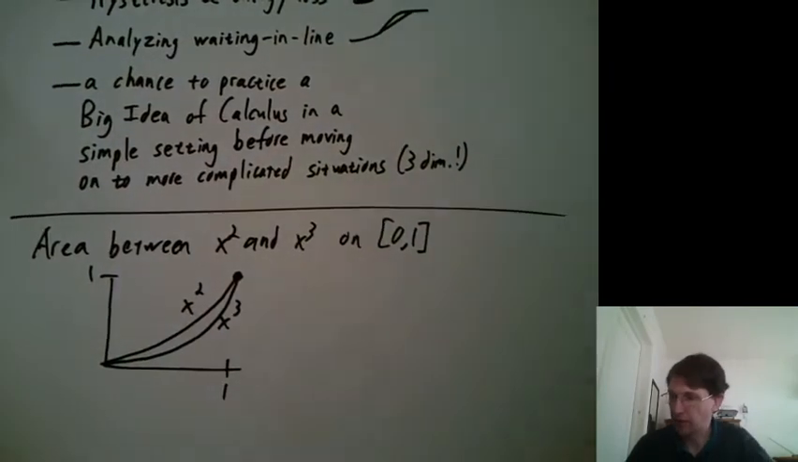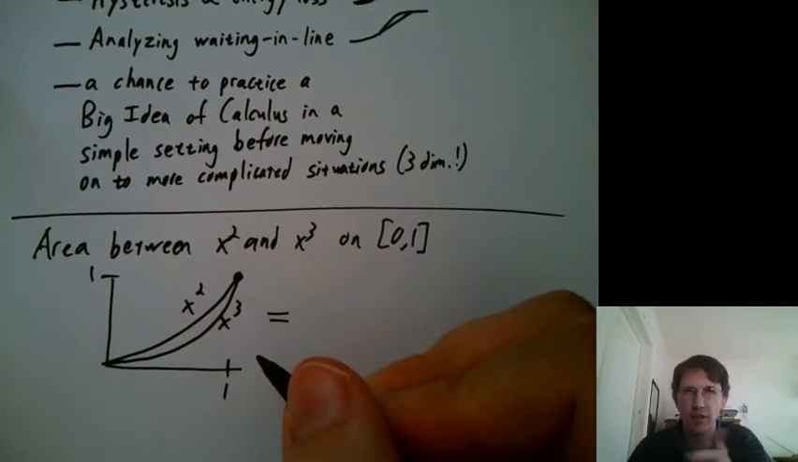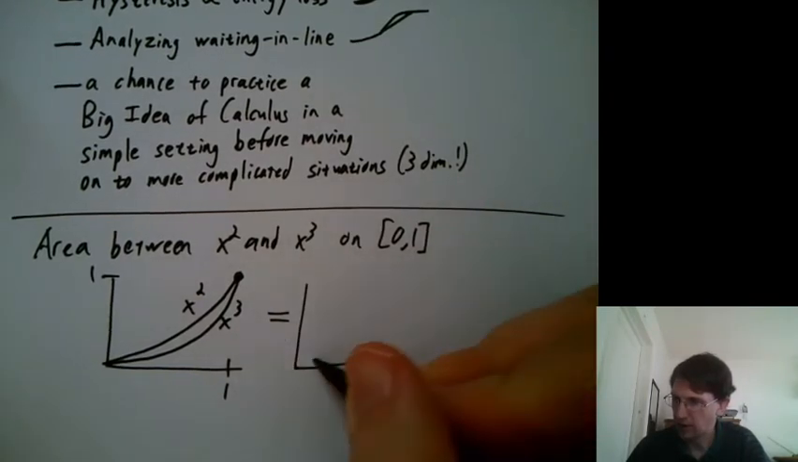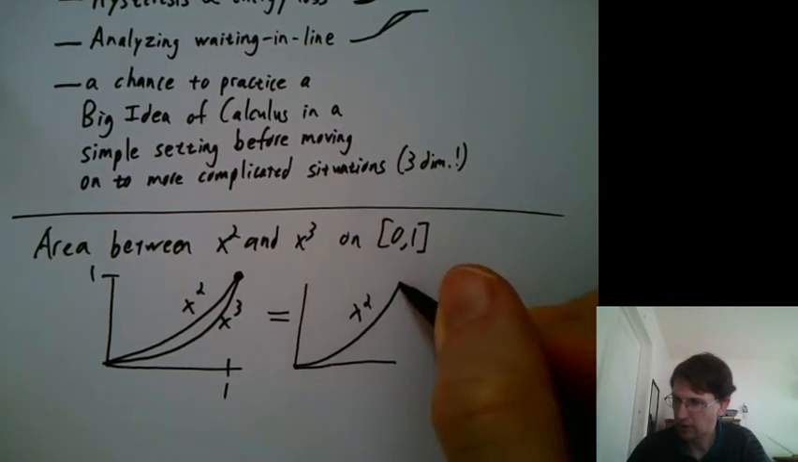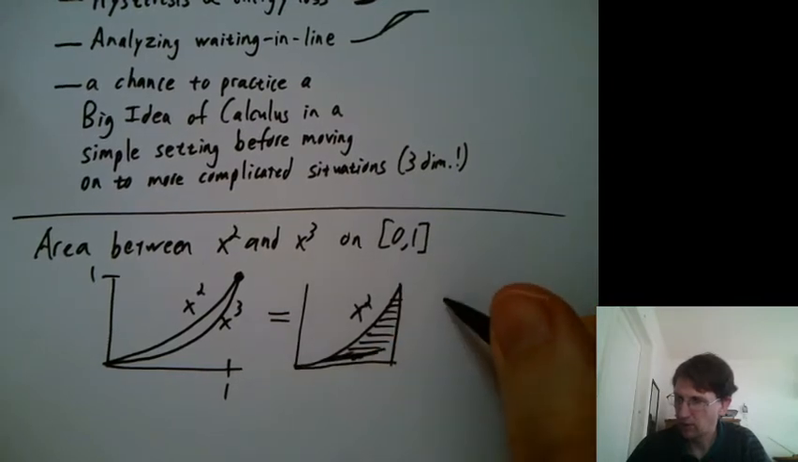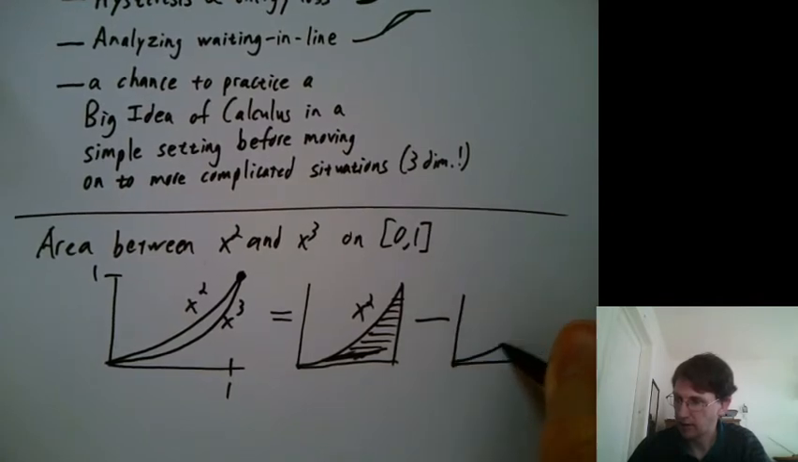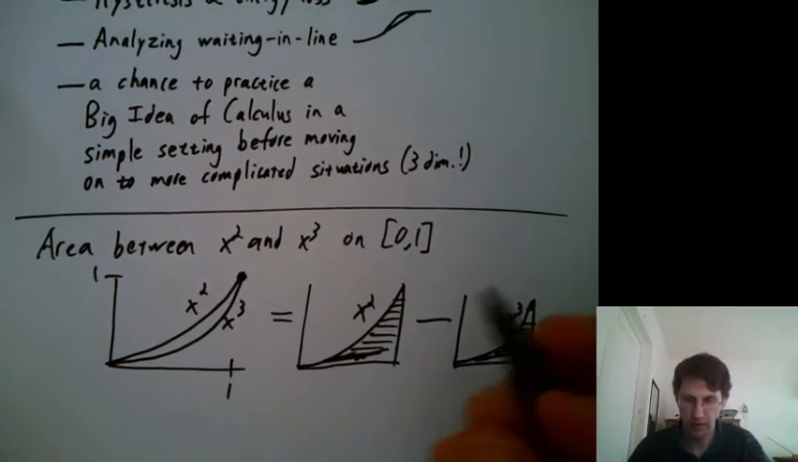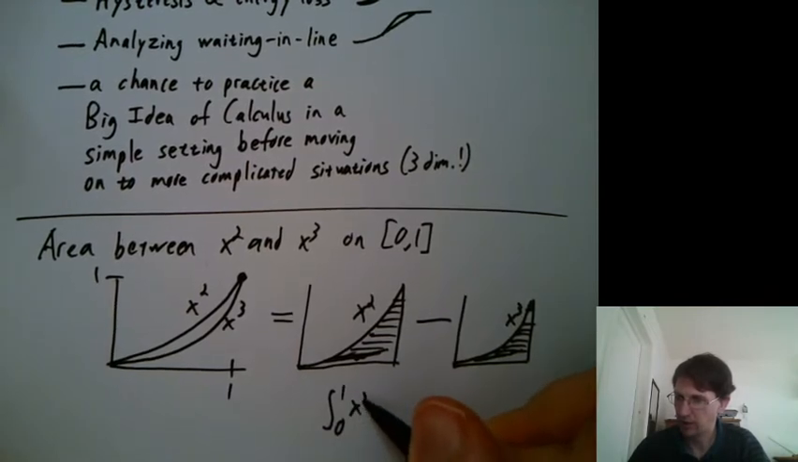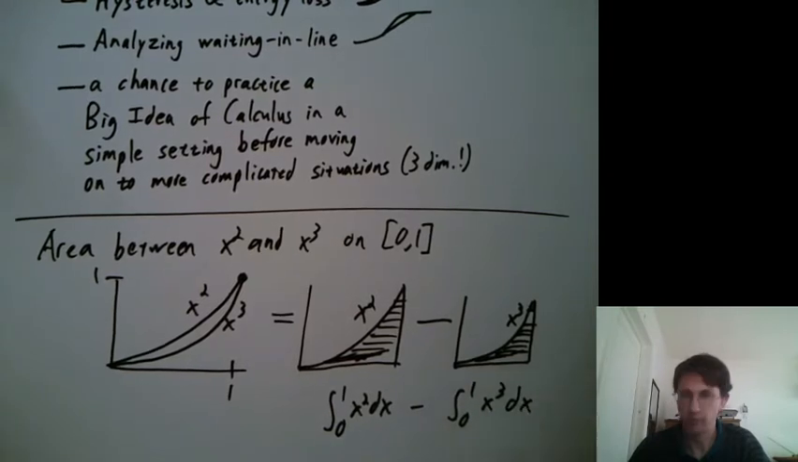Well, one way of thinking about it, since we're used to thinking about areas almost geometrically, you could say, I'm going to think about the area between x squared and the x-axis, so this whole area. But that includes some area that I didn't want, so I'm going to subtract the area under x cubed. And that would be fairly simple, right? The integral 0 to 1 x squared dx minus the integral 0 to 1 x cubed dx.